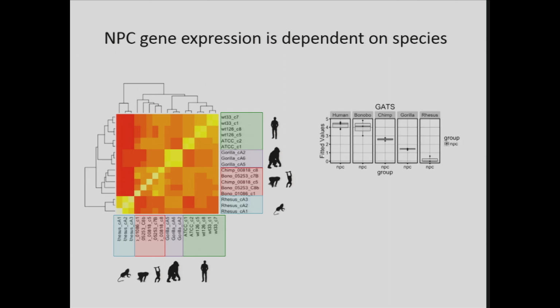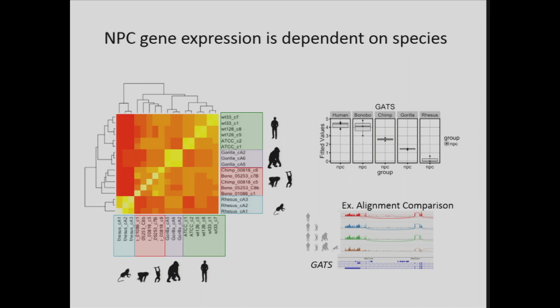And this can be seen in this gene here, GATS, where you can see a clear delineation of evolutionary time by gene expression. So we have higher expression in the human, followed by the bonobo and the chimp, then the gorilla, and finally the rhesus. And just to drive home that this is not an alignment error, because that is always a worry, I wanted to show you guys that no matter what species we align this to, we get the same alignment. So this is a true difference in gene expression that's associated with evolutionary time.